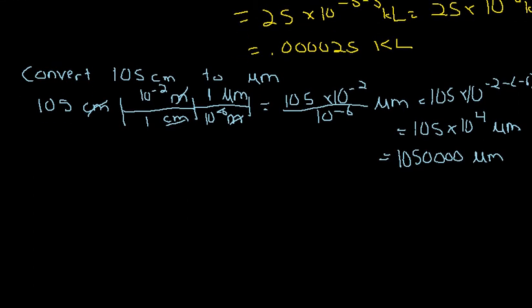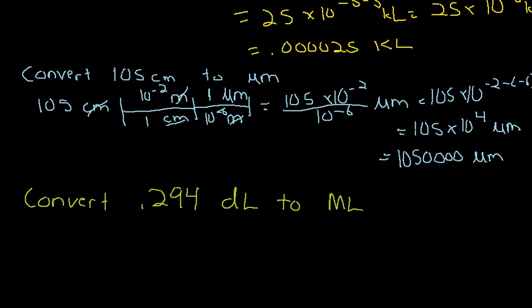Let's say we want to convert 0.294 deciliters to megaliters. So again, try this, pause the video, and then see if you did it right. So 0.294 deciliters. Set up the fence. Deciliters on the bottom, liters on the top. Can't go directly because both of these have prefixes.